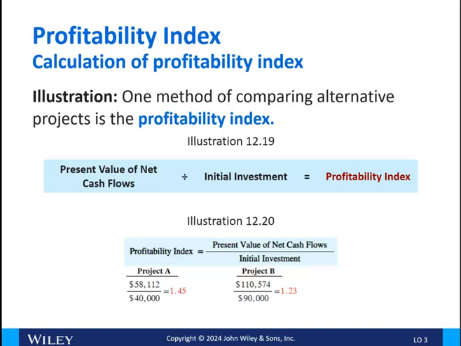So project A has a lower initial investment. The net present value of the cash flows isn't that different. The present value is higher for project B, but when we did just the net, we were only off a couple $1,000. So project A is going to have the higher profitability index. If we use that as a tool to help us decide, we would lean more towards project A in this case.